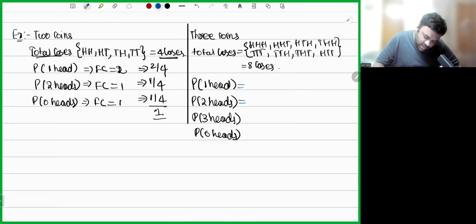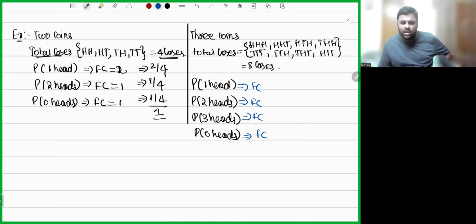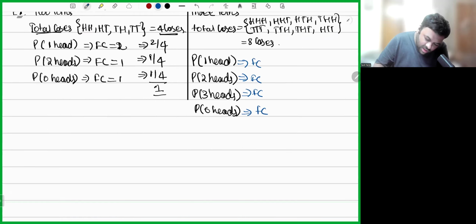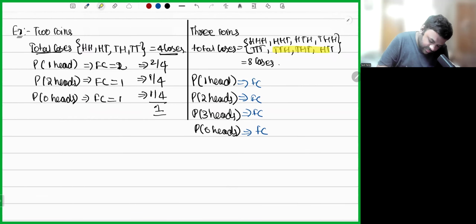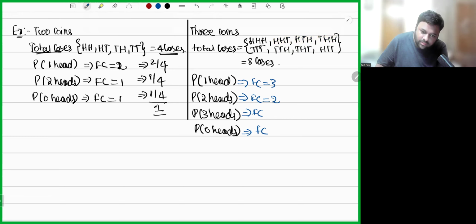See, my dear friends, in how many cases you have exactly one head? Favorable case, favorable case, favorable case. Sir, I'm having 3 cases where I'm having exactly one head. Exactly 2 heads. I'm having 3 cases where I'm having exactly 2 heads. Exactly 3 heads. I'm having 1 case where there are exactly 3 heads. 0 heads. Exactly 1 case where there are 0 heads.